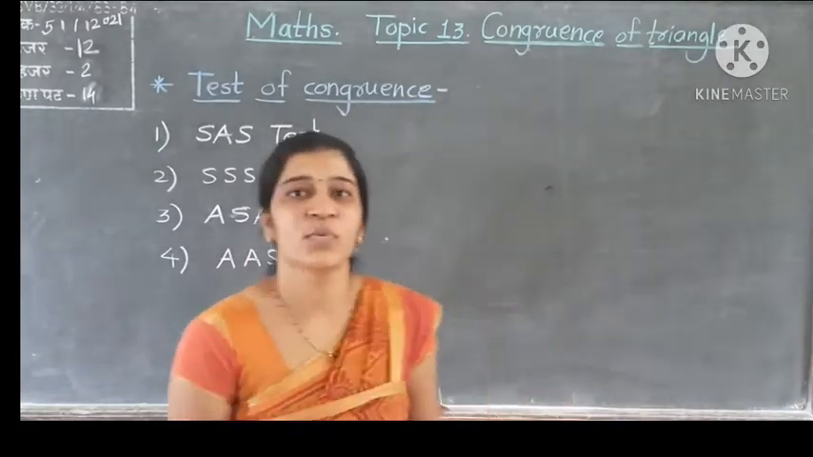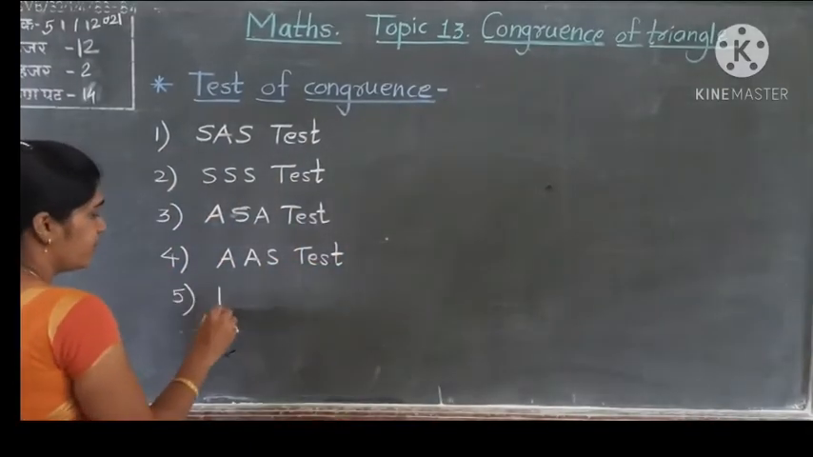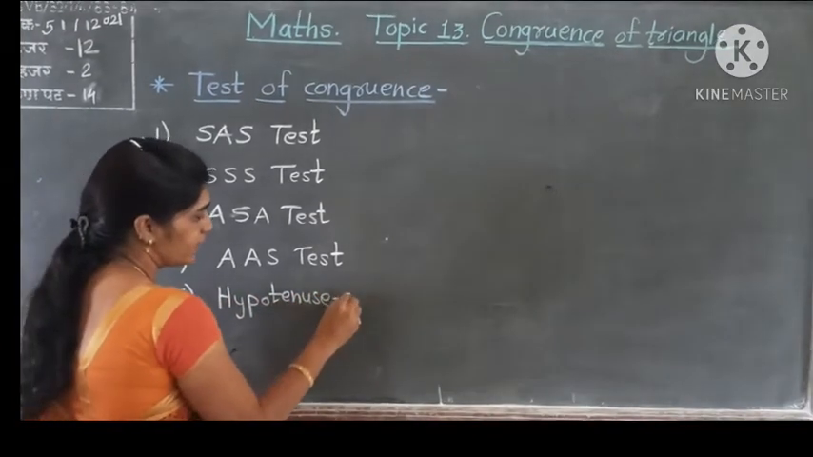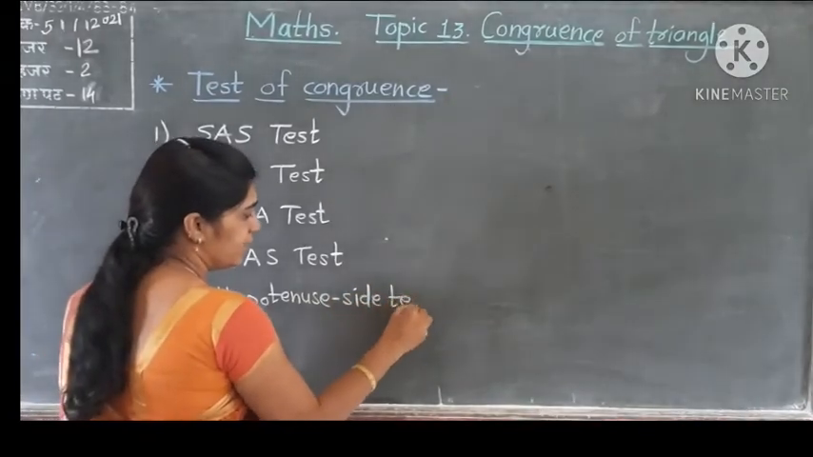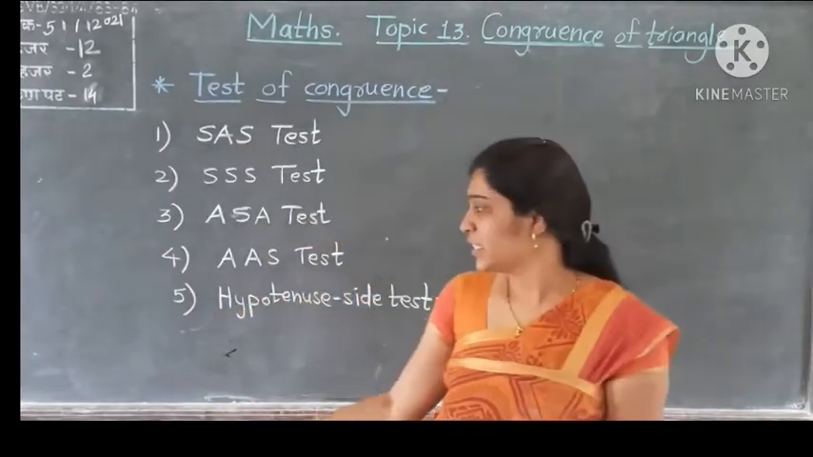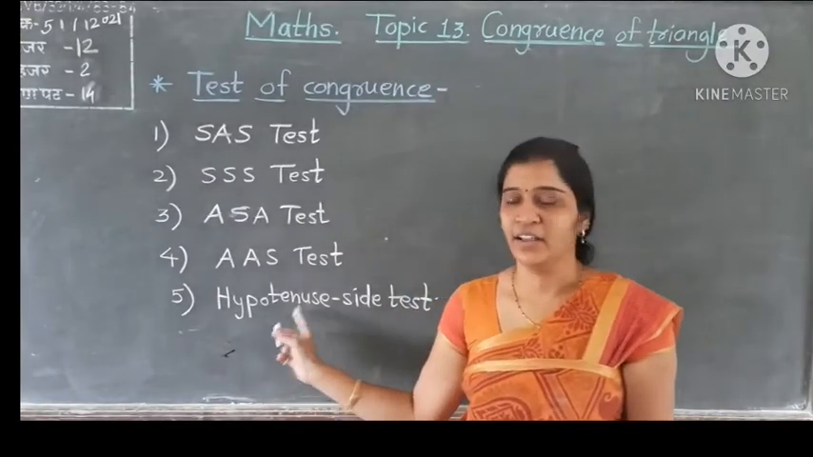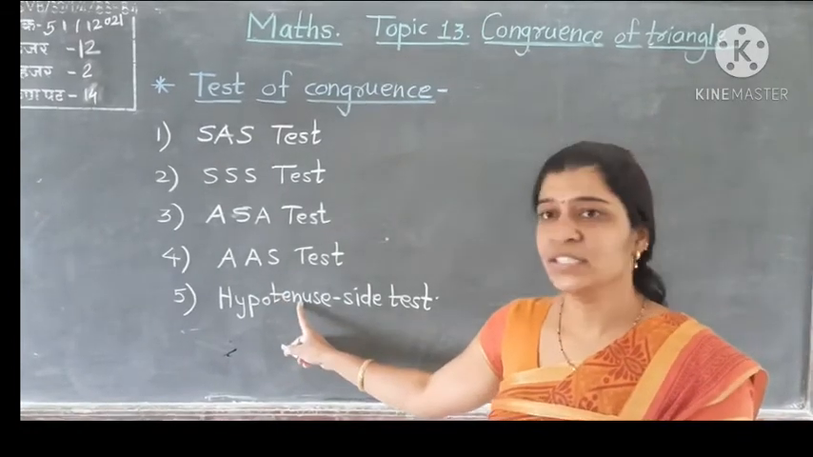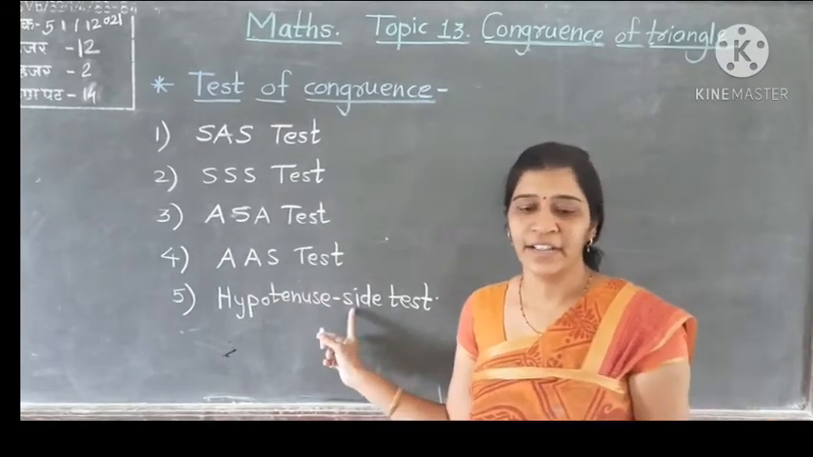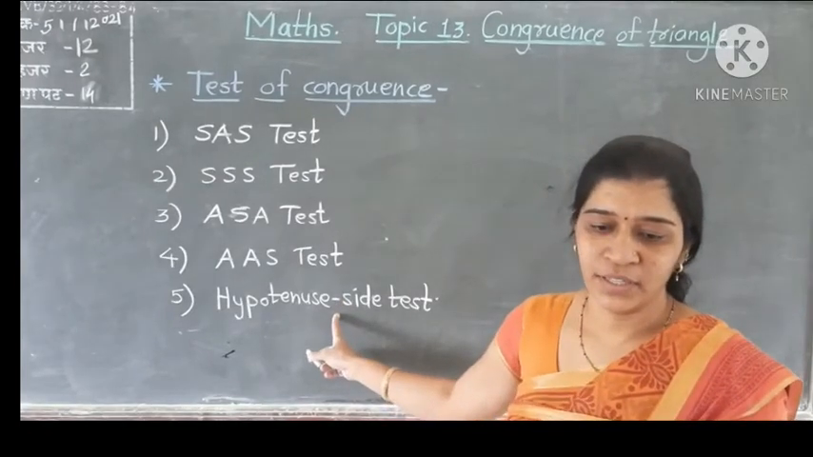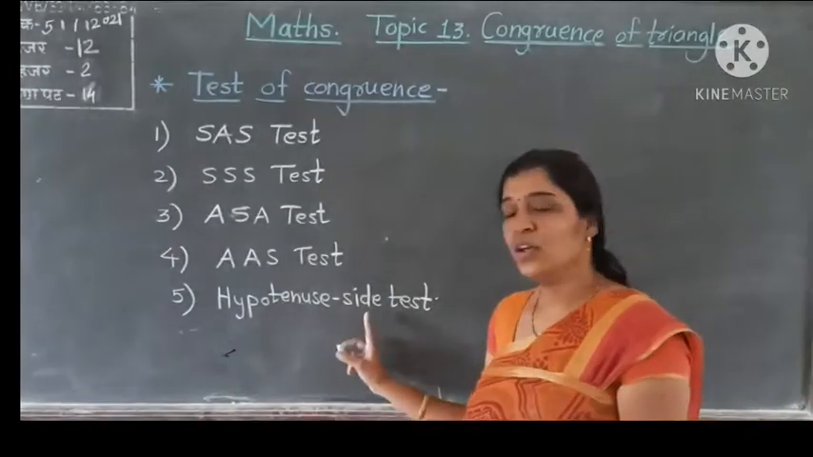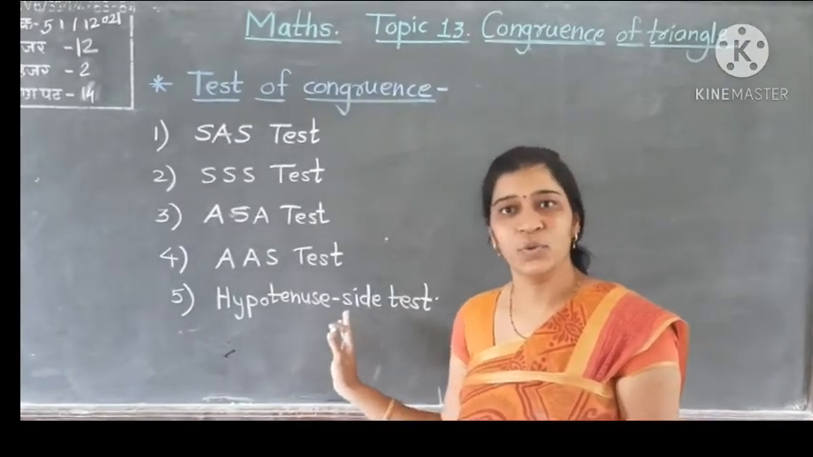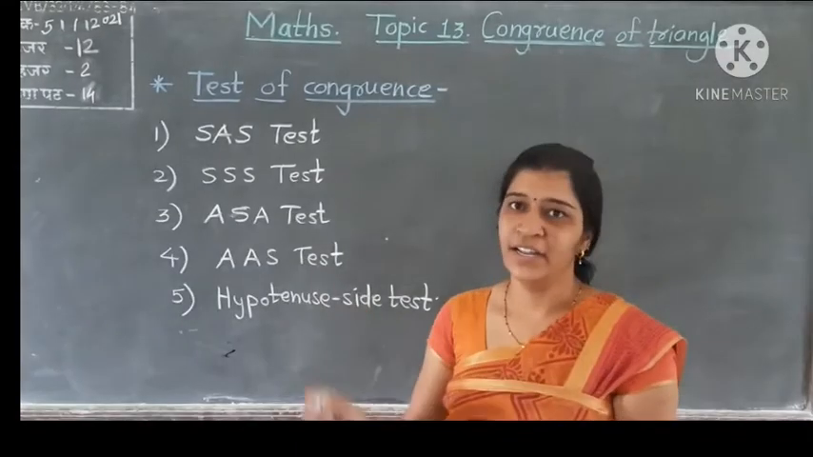Okay, and the last test we had seen is the hypotenuse side test. This test is for right angled triangle. Here we define: if hypotenuse and one side of a right angled triangle are congruent with corresponding hypotenuse and one side of the other right angled triangle, then these two triangles are said to be congruent by hypotenuse side test.